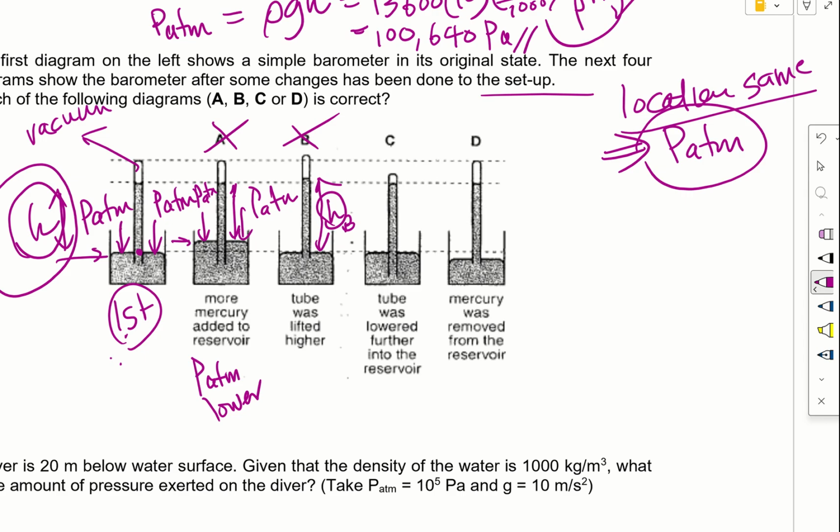Now let's take a look at C. Although this part is lesser, the height of the liquid column is the same as the first diagram. Therefore, C is the answer because it shows that they have the same atmospheric pressure. And let's look at D. You check that the height is again higher. Although mercury was removed, by right, the height between the liquid level over here and inside should be the same. So this one actually shows that the P atmospheric is higher. So again, that can't be the answer. So C is the answer.